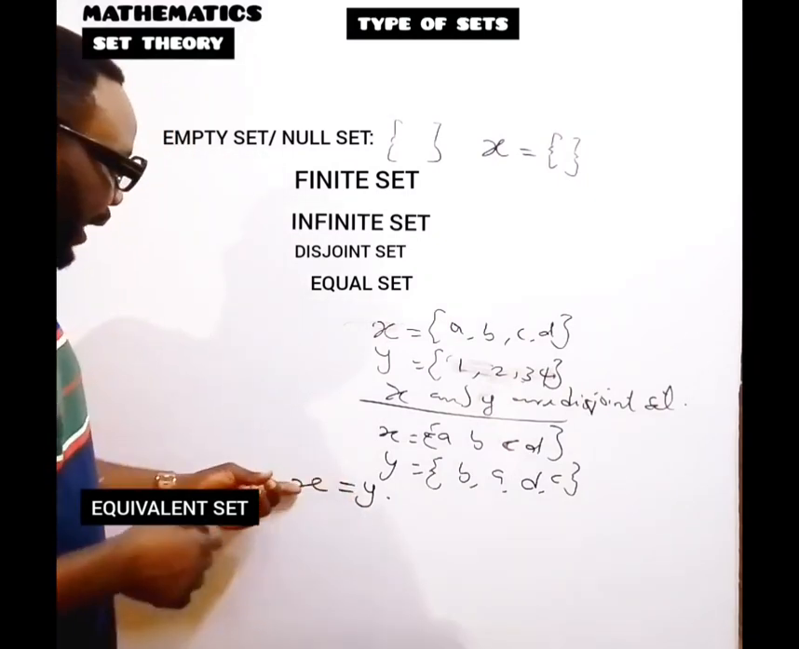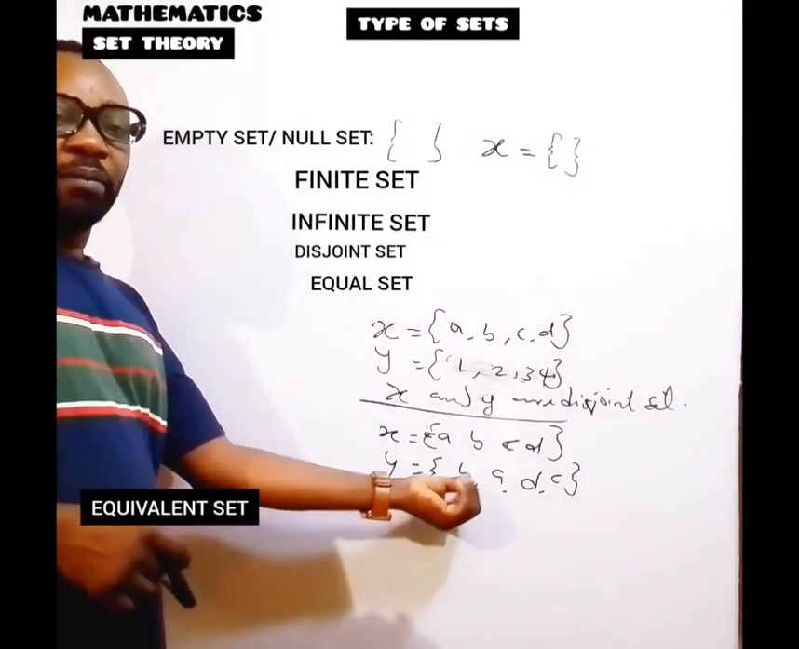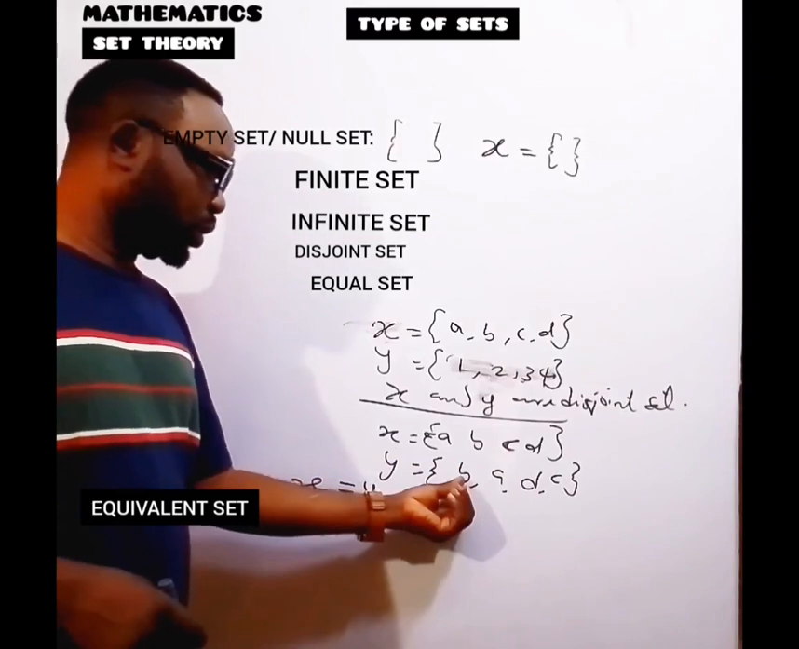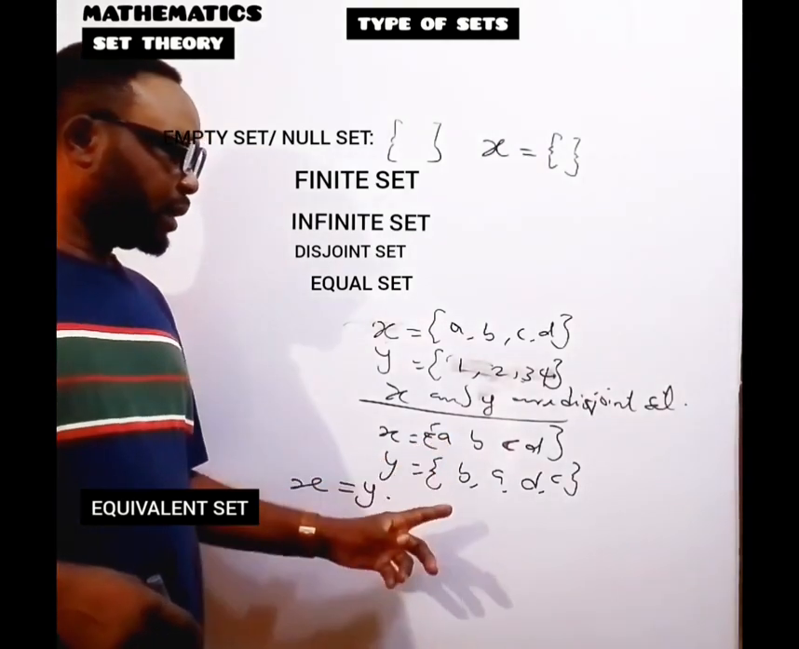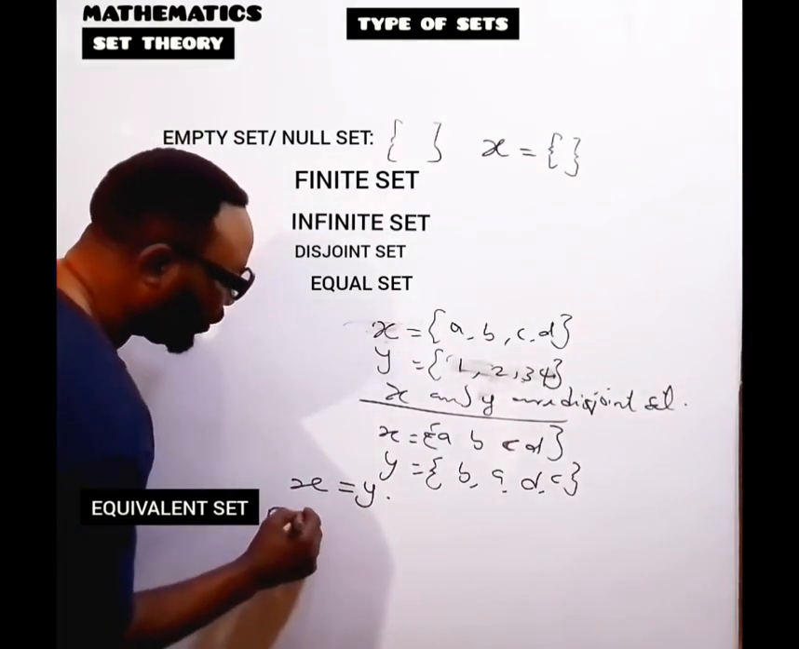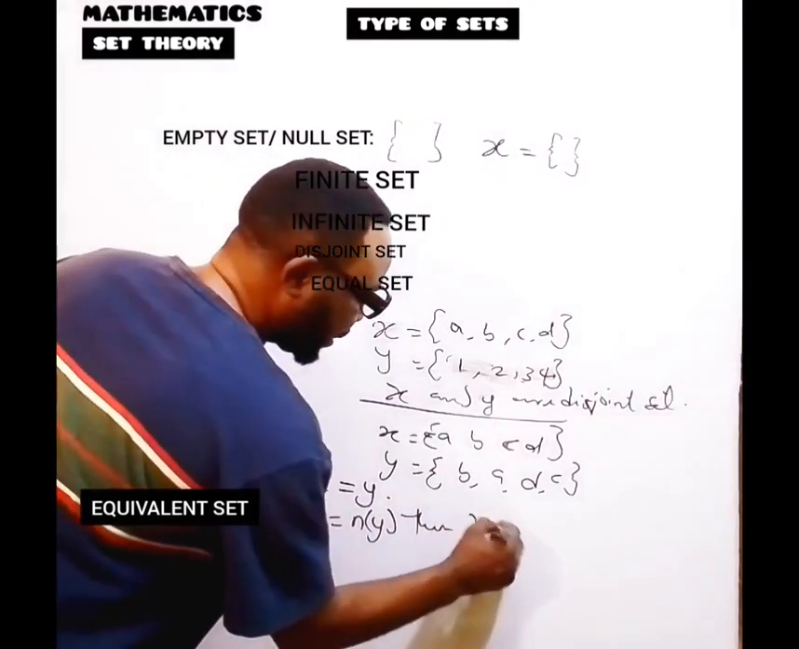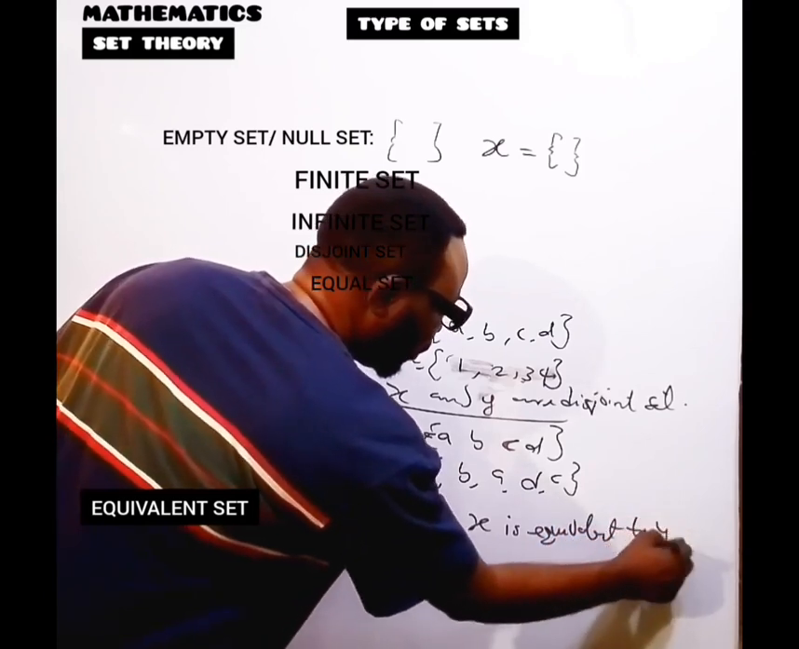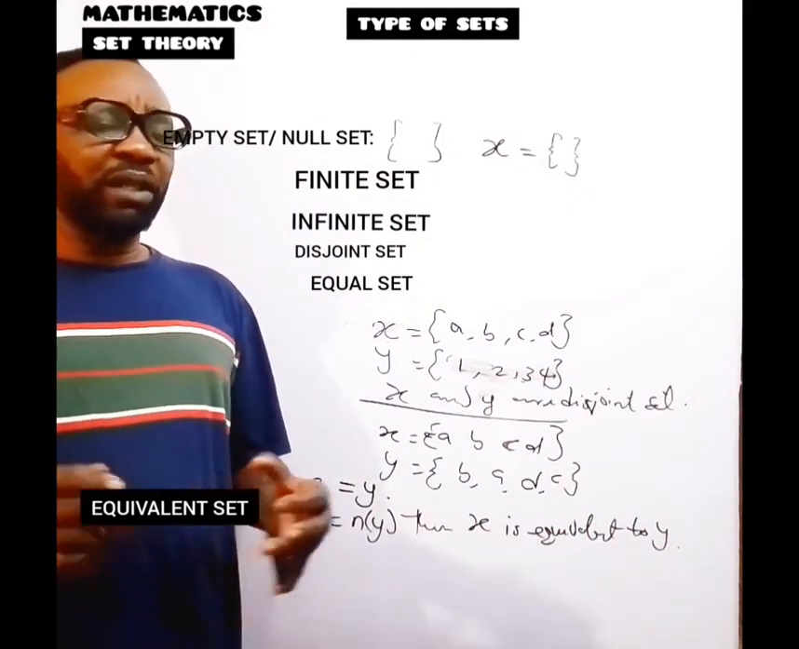For instance, I can say that set X here is equivalent to set Y, because the number of elements in set X is 1, 2, 3, 4, and the number of elements in set Y as well is 1, 2, 3, 4. You can see the number of elements we have here is equal to the number of elements we have here. So I can say that n of X is equal to n of Y, then X is equivalent to Y. That is, set X is equivalent to set Y. I hope that is very clear to us.